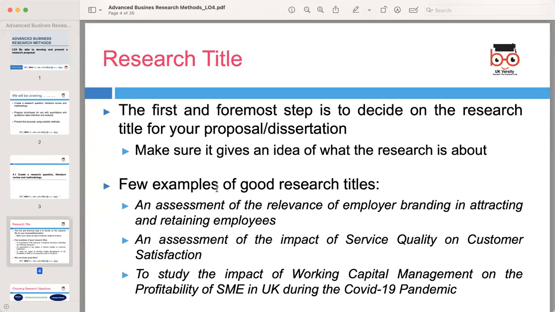So first is an assessment of the relevance of employer branding in attracting and retaining employees. This is the first example. This title clearly indicates that the research will explore the significance of employer branding in the context of employee attraction and retention. It sets the expectations for the reader, making it a good research title.